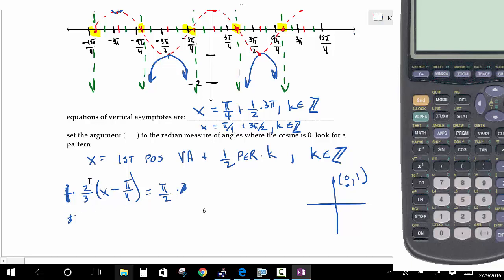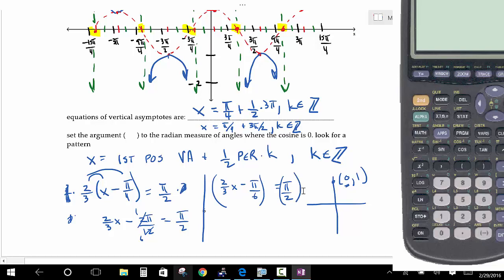You guys might do better if you just distribute that and get 2/3 x minus 2 pi over 12 equals pi over 2. Okay, now if you want to reduce this fraction down to 1/6, you would end up having 2/3 x minus pi over 6 equals pi over 2. Then if you multiplied both sides of this equation by 6 to get rid of all the fractions, this would be 12/3 x minus 6 pi over 6 equals 6 pi over 2. So that would be 4x minus pi equals 3 pi. Add pi to both sides, then you would end up having an asymptote.